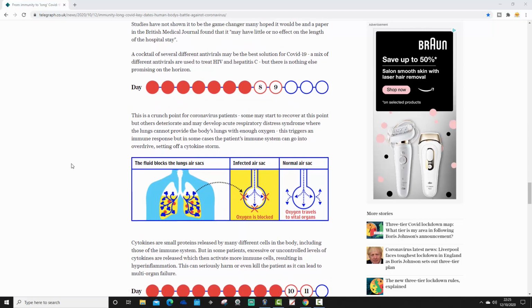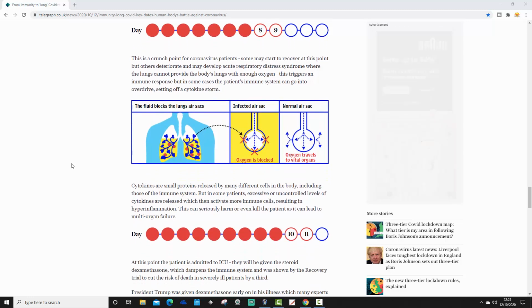Days 8 and 9 get more critical. This is the crunch point for coronavirus patients. Some may start to recover at this point, but others deteriorate and may develop acute respiratory distress syndrome, where the body's tissues are not supplied with enough oxygen. This triggers an immune response, but in some patients, the immune system can go into overdrive, setting off a cytokine storm.